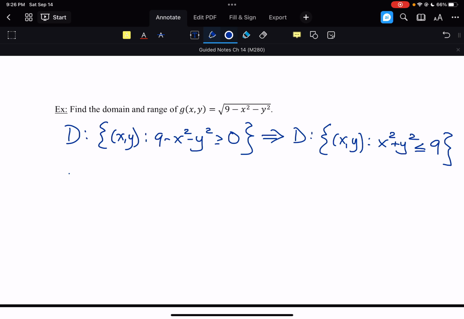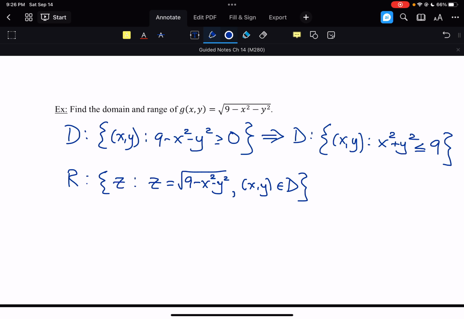And then the range is going to be a set of z values such that z equals the square root of 9 minus x squared minus y squared, with x and y being elements of the domain. So it's basically just restating the rule of our function. The elements of the range will be all the outputs of this function given an input that is in the proper domain.